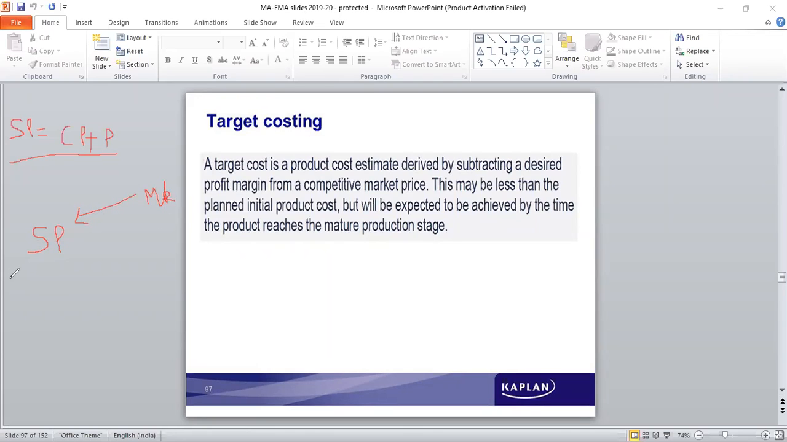Now they would have a desired or expected profit. So that profit is deducted: selling price minus profit gives us the cost price. That's the equation. Then this becomes the target. This cost price becomes the target. So they have this target and they spend all the costs now within this limit.